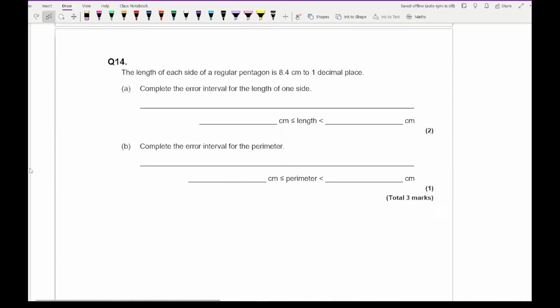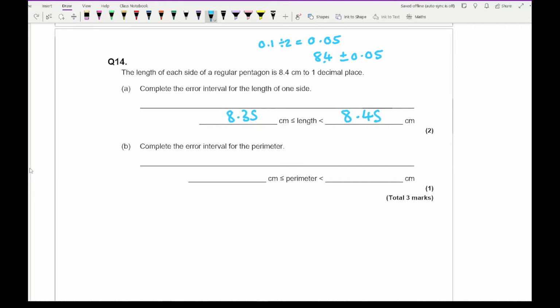Moving on to question 14, it says the length of each side of a regular pentagon is 8.4 to 1 decimal place. Complete the error interval of the length of one side. So here, 1 decimal place represents 0.1 of a centimetre. So if I divide that by 2, I get 0.05. So then the limits are going to be 8.4 plus or minus 0.05. So then the lower limit is going to be 8.35. And the upper limit is going to be 8.45.